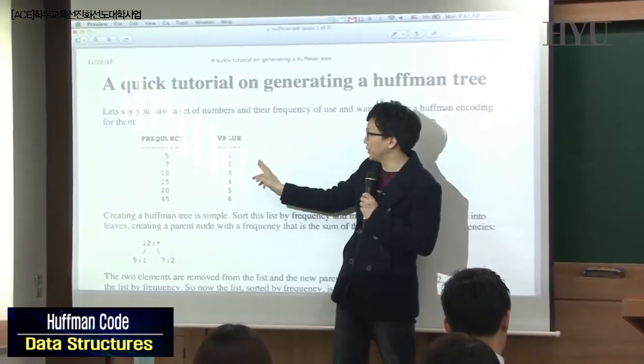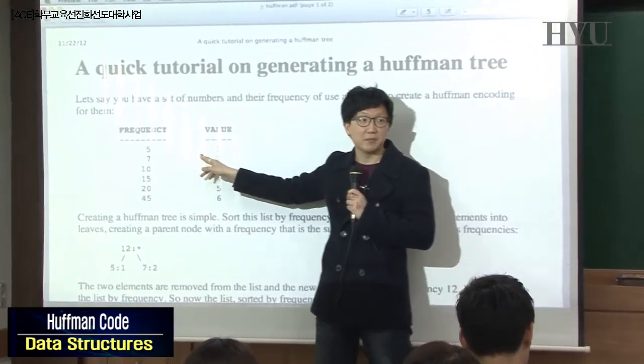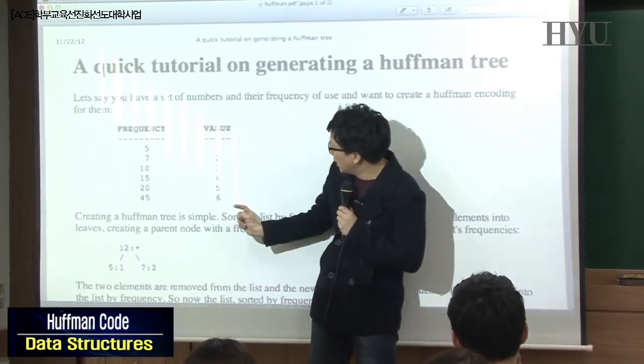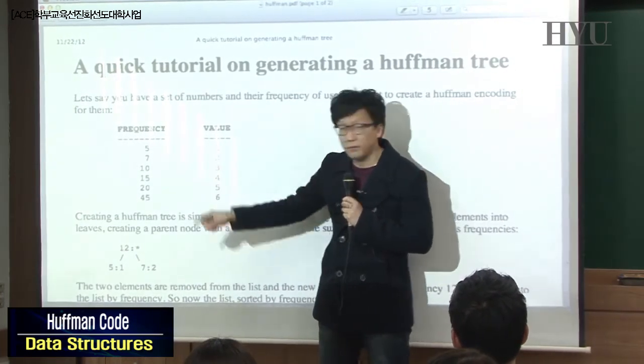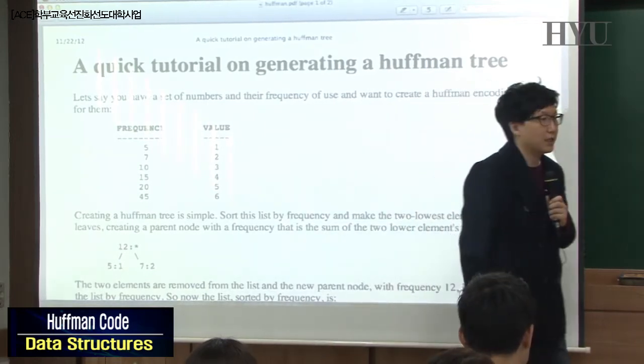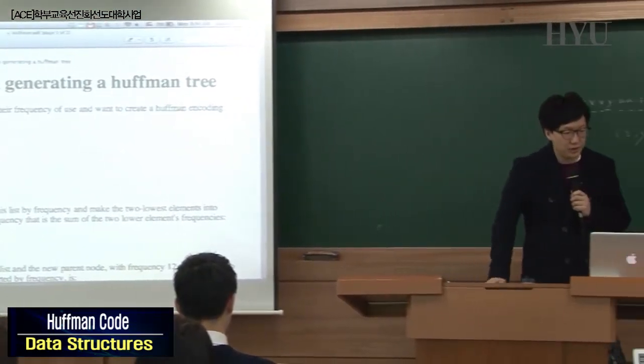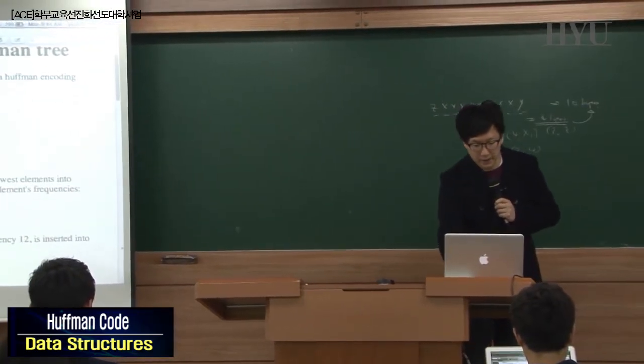So take a look at it. 1 appears 5 times. 2 appears 7 times. 3, 10 times. 4, 15. Okay. So creating a Huffman tree is simple.